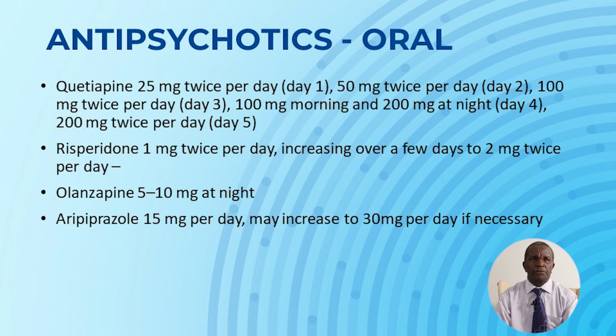Now, risperidone, you can start with 1 milligram twice daily, increase over a few days to 2 milligrams twice daily, and you can go to a maximum of 8 milligrams in 24 hours. Olanzapine, you give 5 to 10 milligrams at night. Then aripiprazole, give 15 milligrams per day and may increase to 30 milligrams per day if necessary.